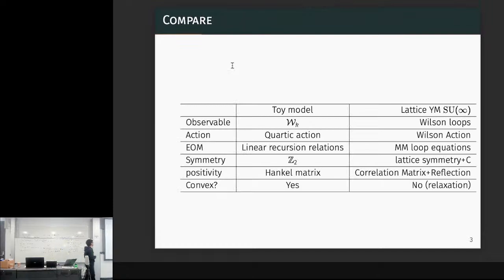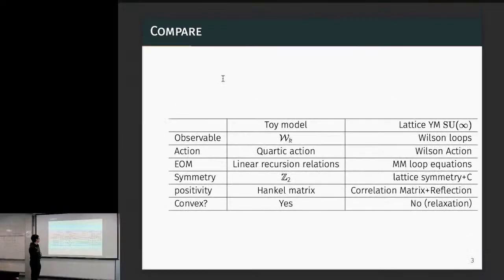So this is a comparison between our toy model and the lattice Yang-Mills theory. The observable W_k here becomes a Wilson loop, some Wilson loop average on the lattice space, 2D, 3D, and 4D. And the action goes from the particle action to the Wilson action, these are trivial. And the equation of motion, the corresponding one is the Makeenko-Migdal equation. And the symmetry here, there is a Z2 symmetry, but on the lattice you have lattice symmetry plus charge conjugation. And the positivity, here is a Hankel matrix, but here we have multiple kinds of positivity matrices. I will show it here. And the toy model is convex, but you will see that the lattice Yang-Mills in the large N limit is not convex.